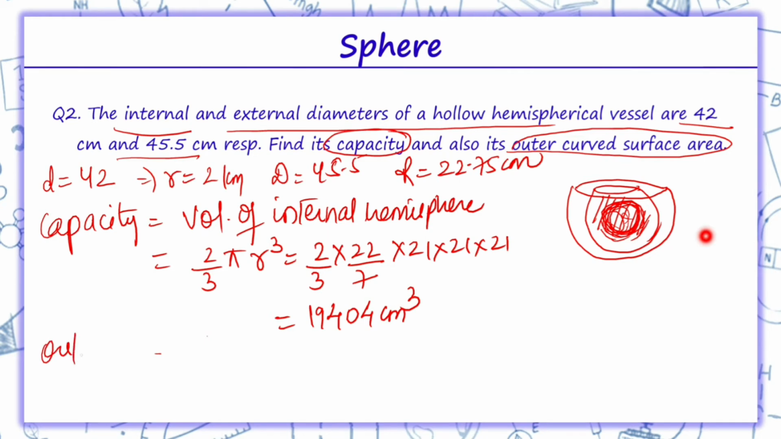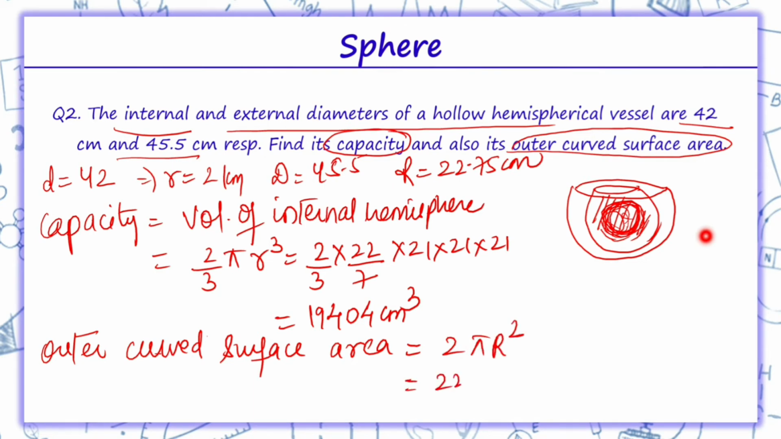Then we have to calculate outer curved surface area. So, outer curved surface area, that means radius which we keep over here will be external radius. So, it will be 2 pi r square, thus 2 into 22 by 7 into 22.75 square. So, on solving, when we multiply this, we will get 3253.25 centimeter square.